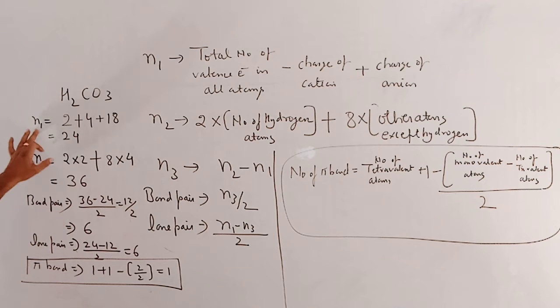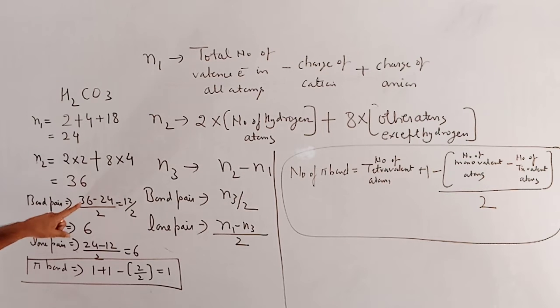So, for example, H2CO3. In case of H2CO3, N1 is equal to 2 plus 4 plus 18. Total number of valence electrons in all atoms is 24. In case of H2CO3, N2 will be 2 into number of hydrogen atoms, 2 into 2, plus 8 into other atoms. Other atoms are 3 plus 1, 4. So 8 into 4. So the value of N2 will be 36.